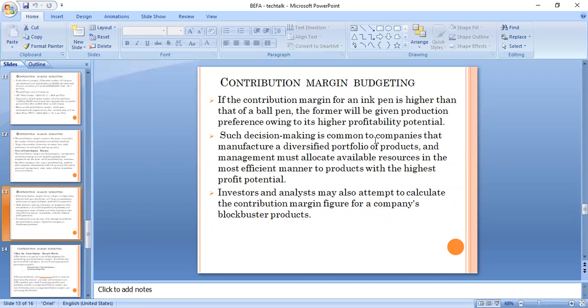Such decision making is common to companies that manufacture a diversified portfolio of products, and management must allocate available resources in the most efficient manner to products with the highest profit potential. Investors and analysts may also attempt to calculate the contribution margin figure for a company's blockbuster products.